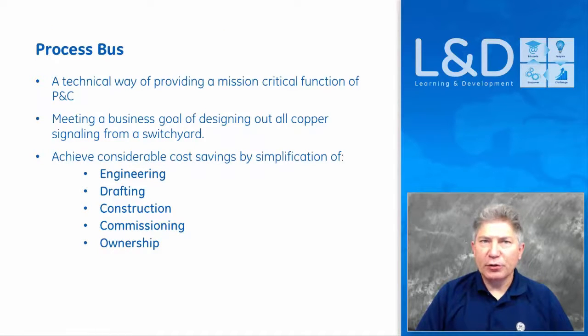Process bus is a term used to describe a protection and control system that uses a digital communications architecture to carry information between the switchyard and protection and control devices in the control building. This information consists of sample values, equipment status, and output commands. IEC 61850 is the international standard that defines the specific communication protocol for process bus implementation used for protection and control applications. In other words, it's a technical way of providing a mission-critical function for protection and control systems.